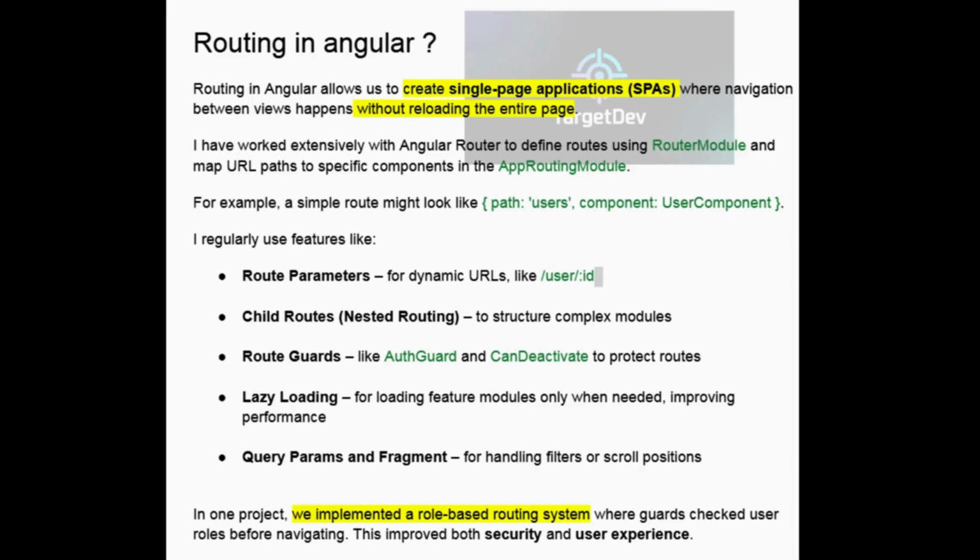to structure complex modules. Route guards like AuthGuard and CanDeactivate to protect routes. Lazy loading, or loading feature modules only when needed, improving performance. Query params and fragments for handling filters or scroll position. In one project, we implemented a role-based routing system where guards checked user roles before navigating. This improved both security and user experience.